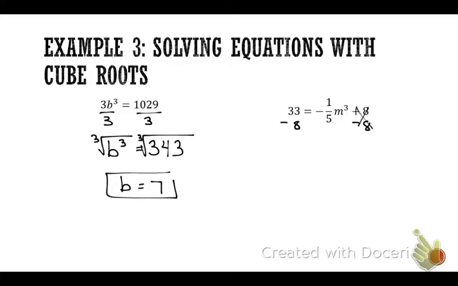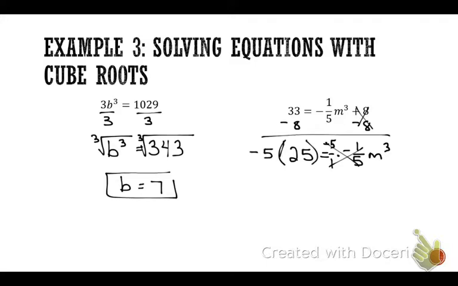Okay, so we're going to subtract 8 to the other side. We get 25 equals negative 1/5 m to the 3rd. All right, does anybody remember how do I get rid of negative 1/5? We just did one of these in the last slide. We're going to multiply it by negative 5 over 1. So multiply this side by negative 5. And we get negative 125 equals m to the 3rd.